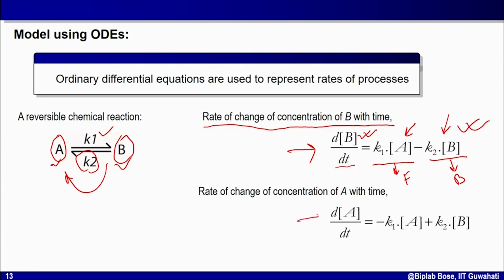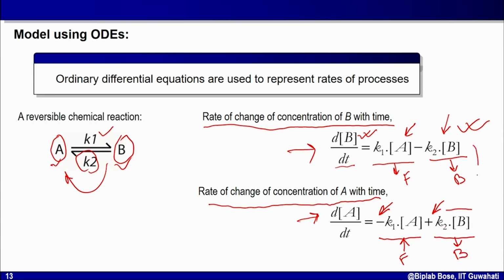Similarly, I have an ODE, a differential equation, representing the rate of change of concentration of A with time. So I have dA/dt equal to minus K1 A. Remember, this is the forward reaction, but by this process A is getting used up. That's why I have a minus sign here. Plus K2 B, which is the backward reaction. And remember, here I have a positive sign because by this backward process, A is created.